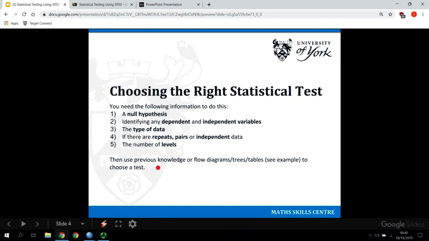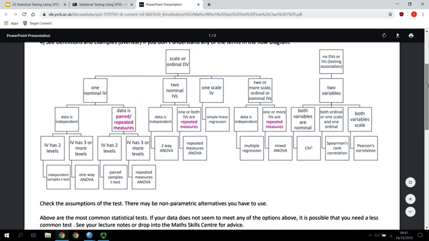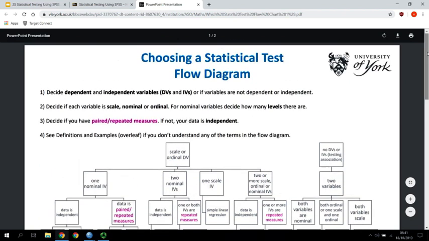which is why practicing statistics makes it easier. Or if you're a beginner, there are flow diagrams or statistical choice test trees or tables which can help you. For this video, we're going to use one that the Math Skills Centre has made, but you can use any that are out there. If you just Google statistical choice test trees or something, you'll get a whole load of them if you press on images.